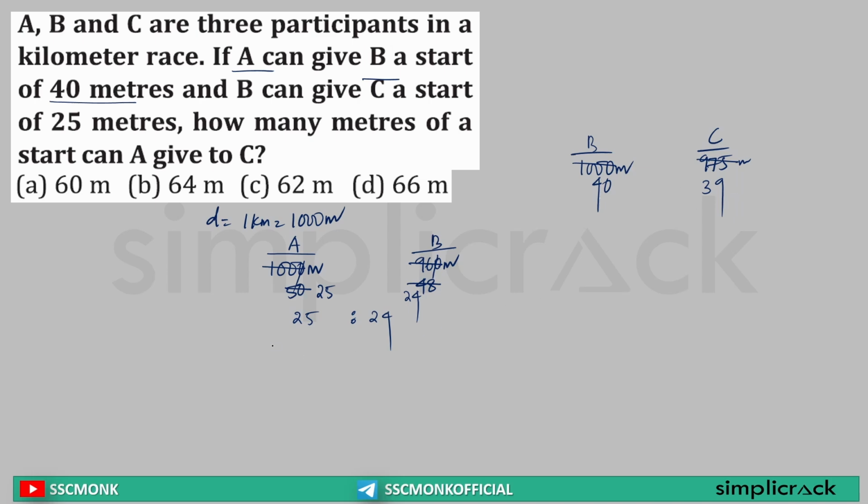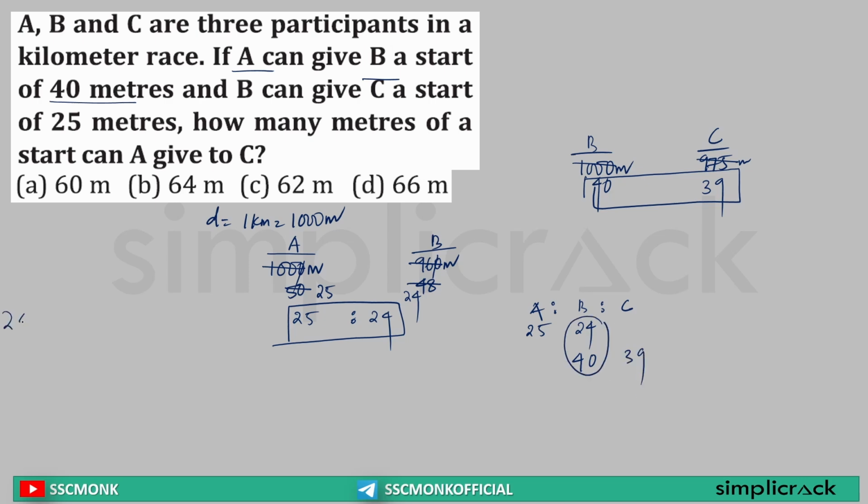Sir, here A is to B is equal to 25 is to 24. Sir, B is to C is equal to 40 is to 39. So sir, A is to B is to C will be 25, 24, 40, 39. Sir, I have to make this equal. What is the LCM of 24 and 40? Sir, 4 sixes are 24. 4 tens are 40. 2 threes are 6, 2 fives are 10. 5 twos are 10, plus 40, 120.